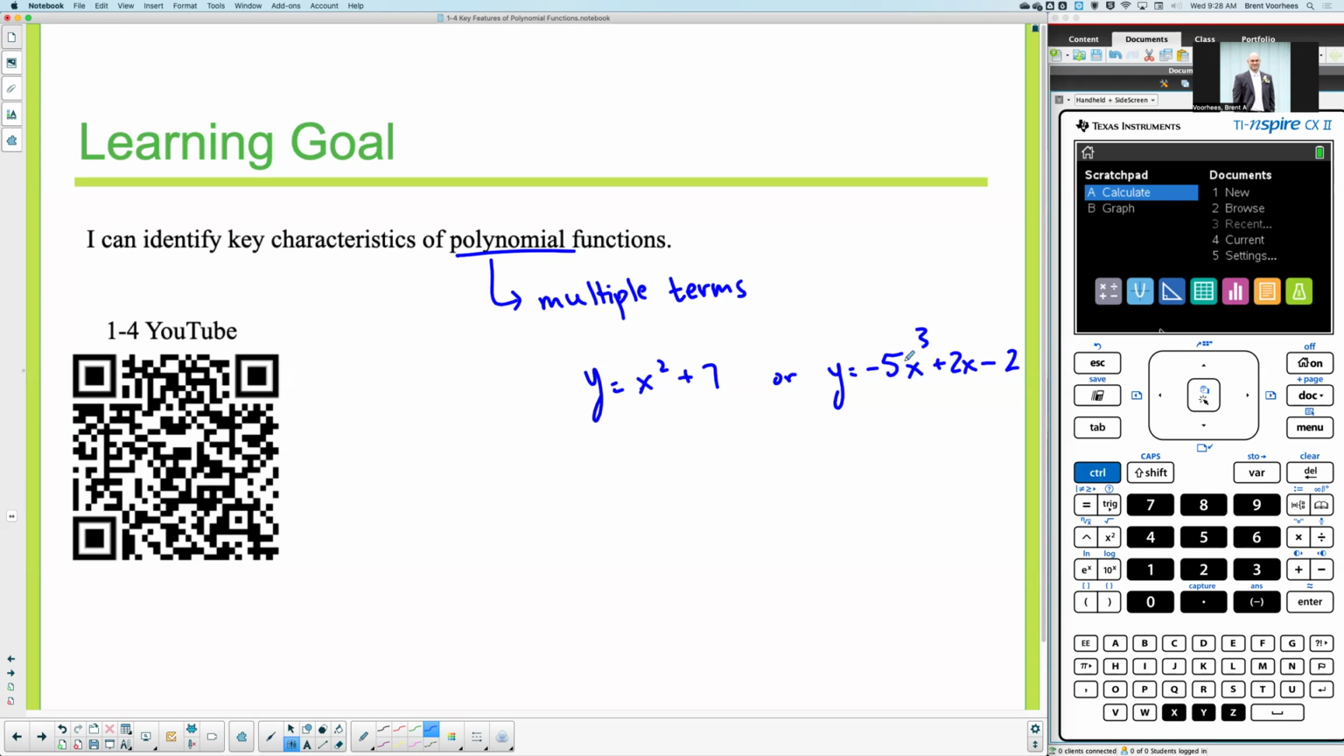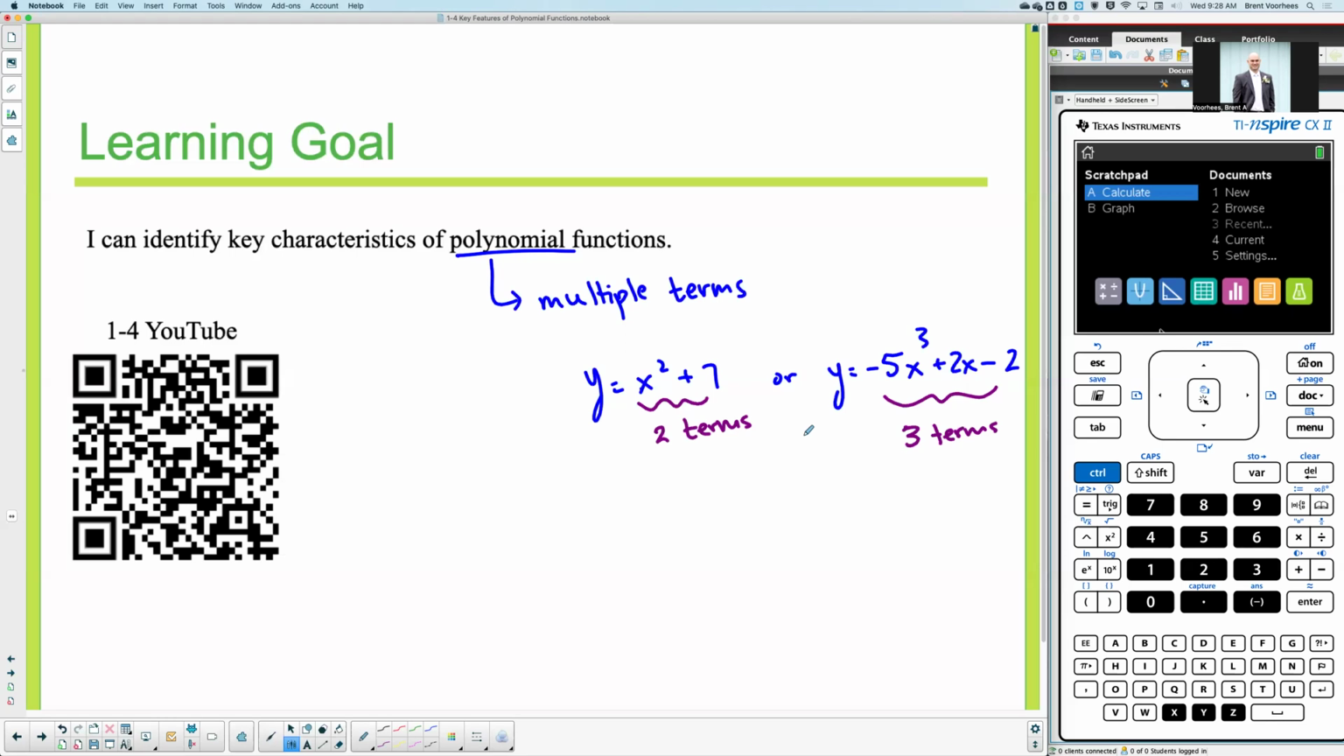There are multiple terms. How many terms does this have? Do you count? 3 terms. I hear someone whispering it. You can go ahead and say it. 3 terms. How many terms were here? 2. When we talk about polynomials, we're talking about multiple, meaning more than one term. That's what our polynomial functions are. We're going to talk about those today, equations that are in this form.